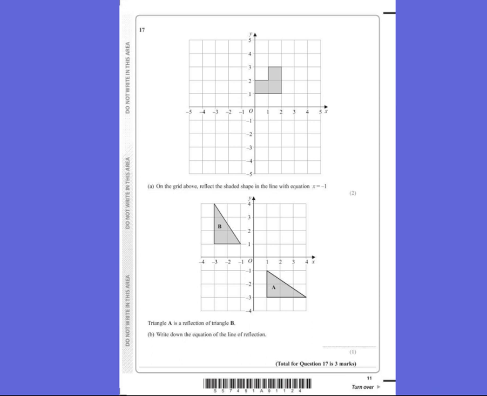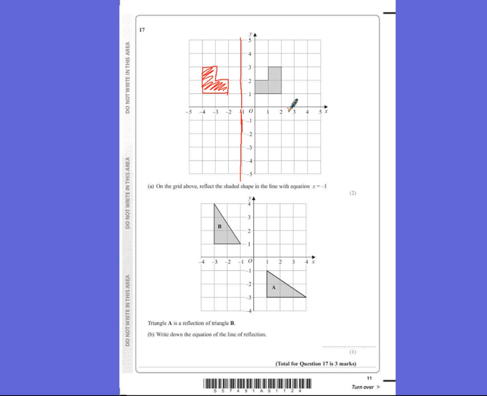Question 17. On the grid above, reflect the shaded shape in the line with the equation x equals -1. So x is here, so if I go along the x-axis to -1, this is the line x equals -1. So I need to reflect it in there. You can see the shape is 1 square away, so it's going to end up 1 square away again, and it will just go in here. Do ask for tracing paper if you struggle, and you can flip that tracing paper over to do your reflection.